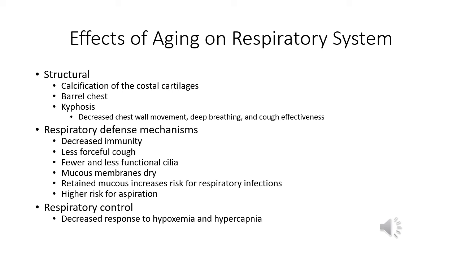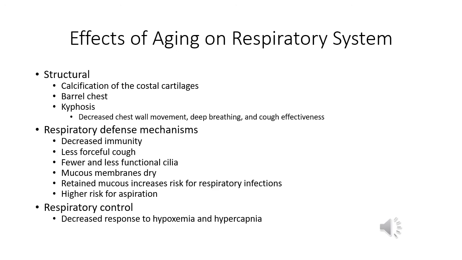Aging can have an effect on the respiratory system. In the elderly, they may have calcification of the costal cartilages. They could have a barrel chest or kyphosis, which is an abnormal shape of the spinal cord. This can result in decreased chest wall movement, deep breathing, and cough effectiveness.